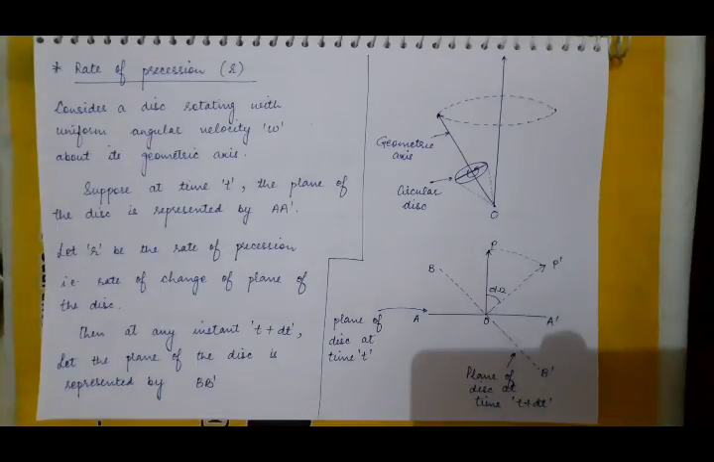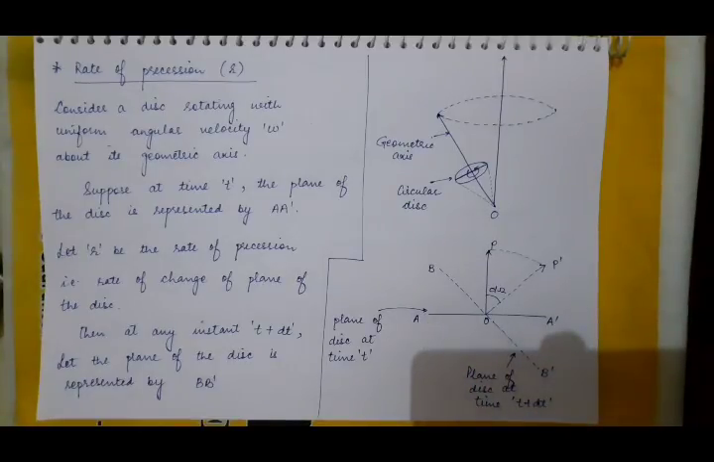And one more thing which we know about the angular momentum vector. We know that the direction of the angular momentum vector is in the direction of the axis of rotation, or you can say perpendicular to the plane of the disc. So this OP vector represents the direction of the angular momentum vector, when the plane of the disc is A dash at time t.